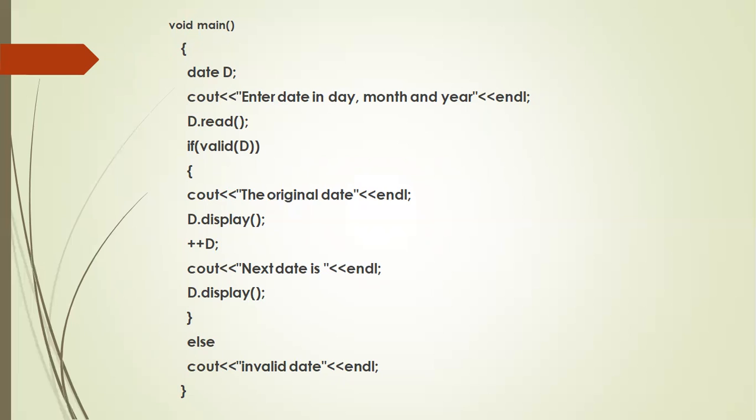So this is the real strength of operator overloading. It is one of the basic concepts in object-oriented programming, where the same operator can be used for different purposes depending on the operand. If the operand you give is an integer type, it gives you the next number. If the operand you are giving is a date type, it gives you the next date.